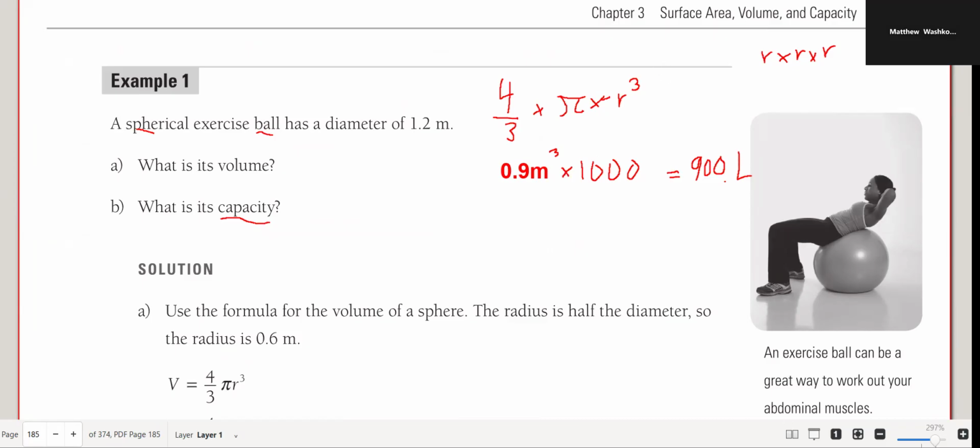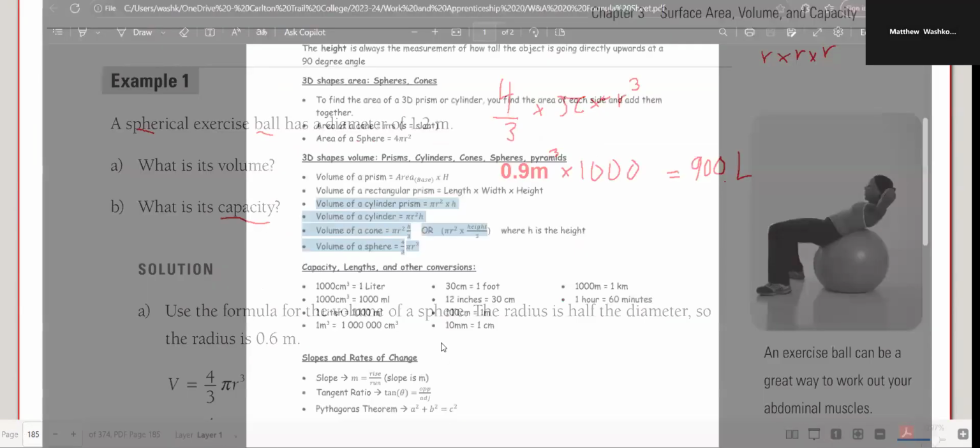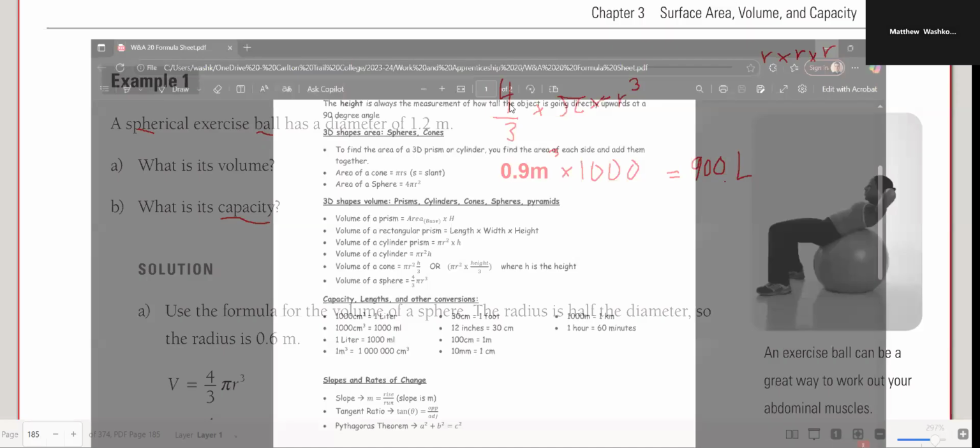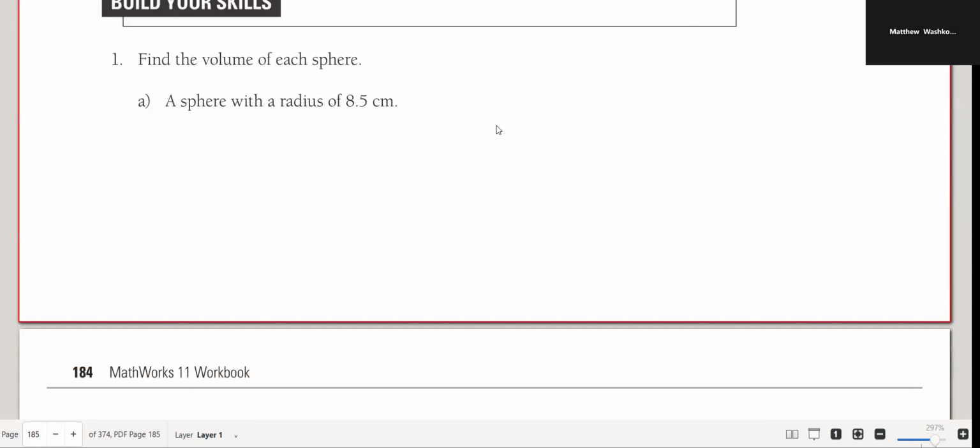So again, this is all available on here. So these are all put here for a reason. They are all used. All right. So now we'll find the volume of each sphere. Here's a sphere. I want you to do it. So try and solve this now. Pause the video. 3, 2, 1, go.